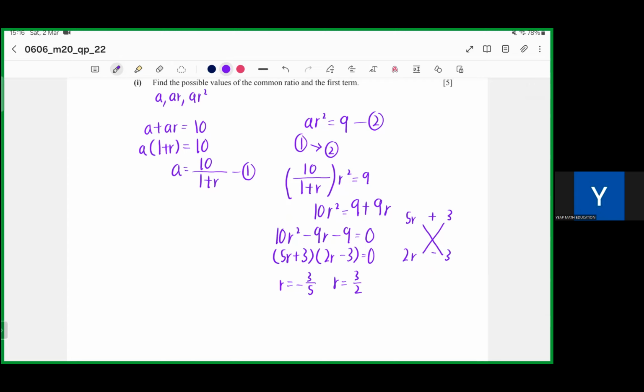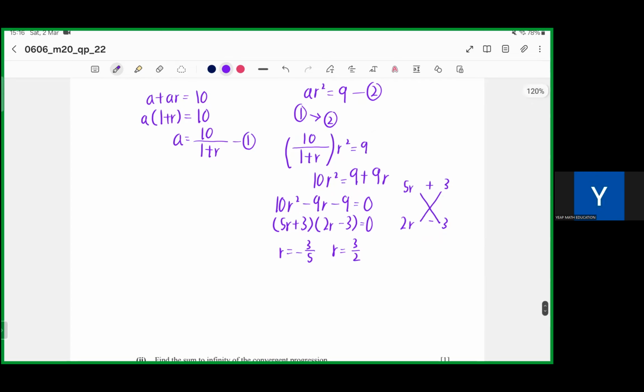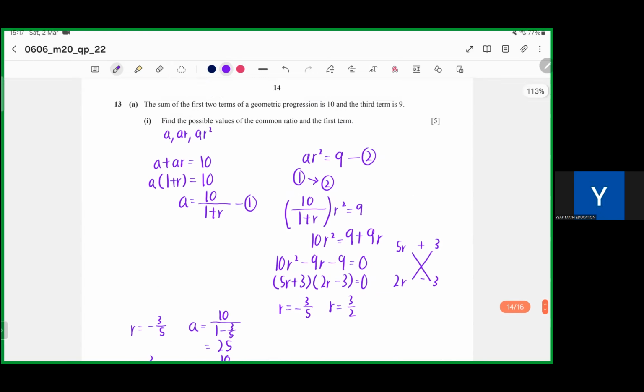So now we just need to find the first term. So R equals to negative 3 over 5, A equals to 10 over 1 minus 3 over 5, which is 25. R equals to 3 over 2, A equals to 10 over 1 plus 3 over 2, which is 4. Okay, we already solved the first part.